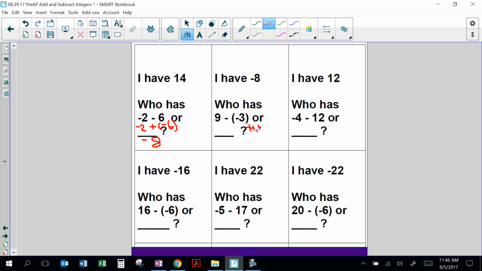9 minus negative 3. Maybe they prefer drawing it. Can I take away negative 3 without changing the value of this? I need 3 sets of 0 pairs, so I take away these negative 3, and I get 12. Or you could do 9, add the opposite, 3. 9 plus 3 is 12.